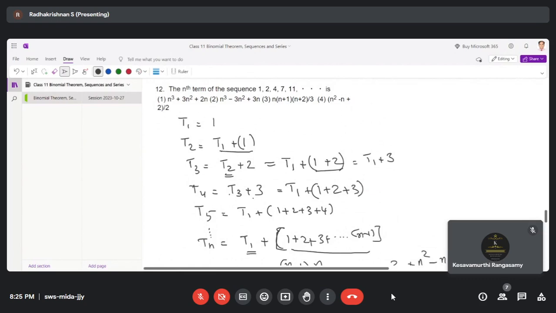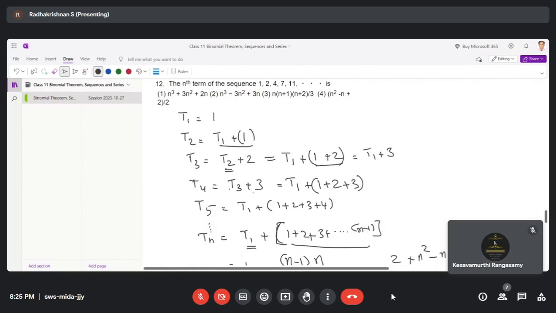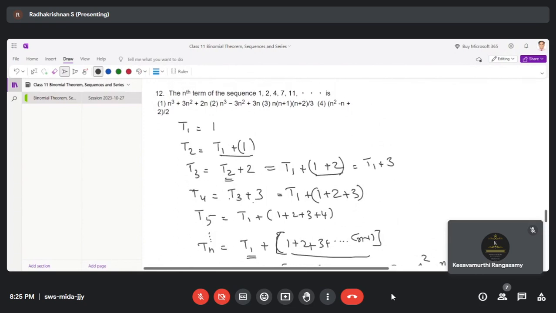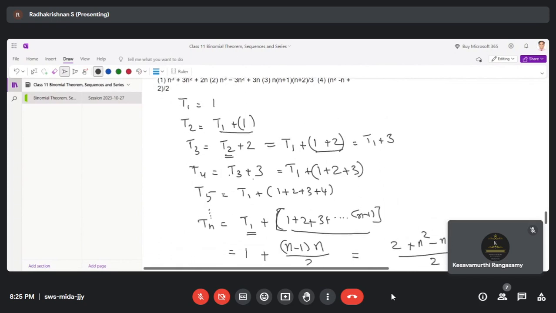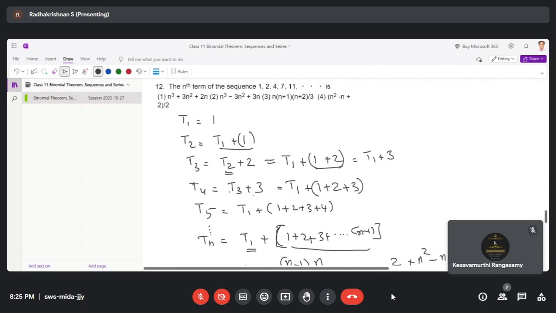Nth term of the sequence T1 plus 1 plus 2, 1 plus 2 plus 3. Sir, fourth option, sir. Fourth option, right? N square minus n plus 2 whole divided by 2. Yeah, exactly matches with the fourth option.